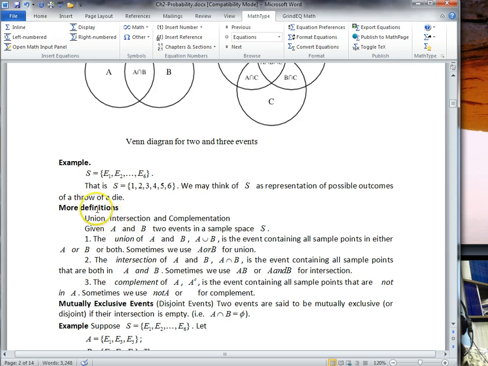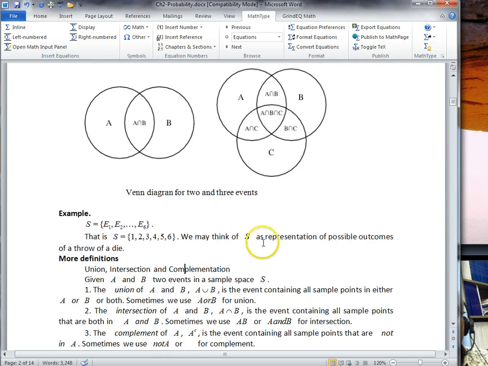Now let's talk about more. So if events are subsets, then we should be able to do union, intersection, and complementation as we do in sets. So the union: if I have a sample space S, my sample space would be the large set, the universal set here. And if I have two events A and B, the union of A and B would be anything in A or B.